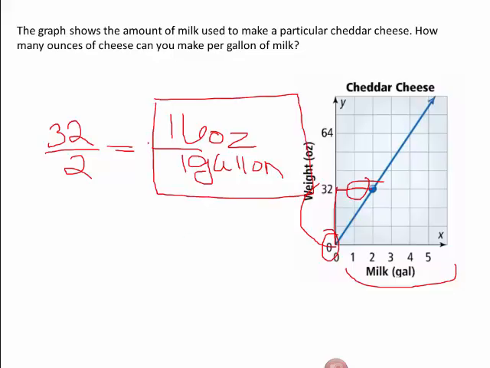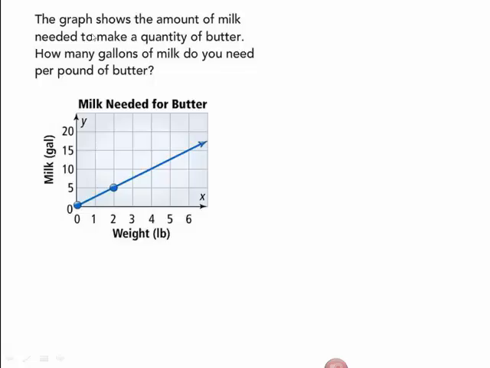All right. The graph shows the amount of milk needed to make a quantity of butter. How many gallons of milk do you need per pound of butter? I want you to try this one on your own. Hit pause and do that.